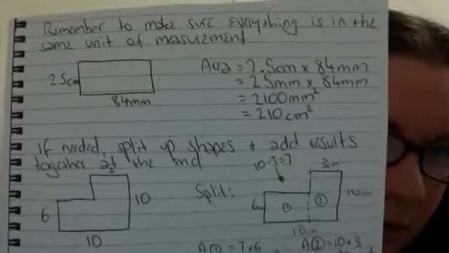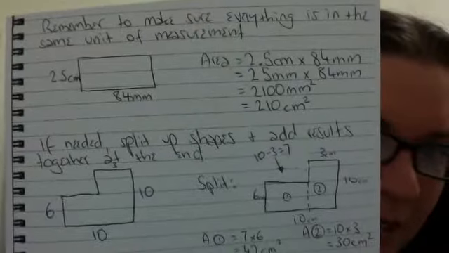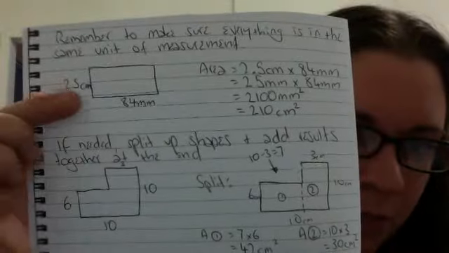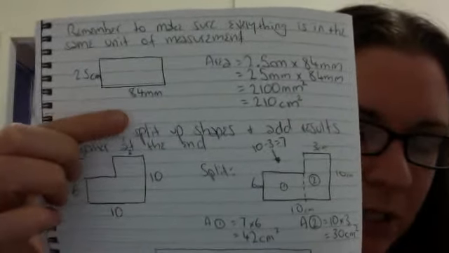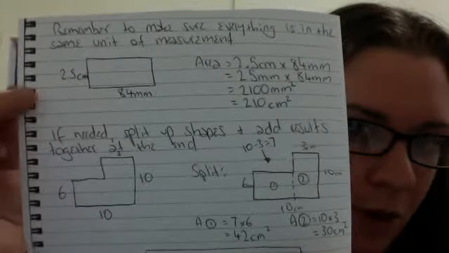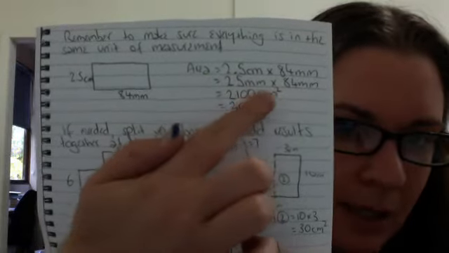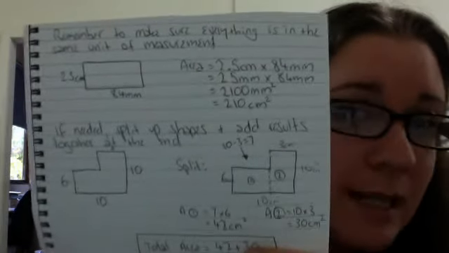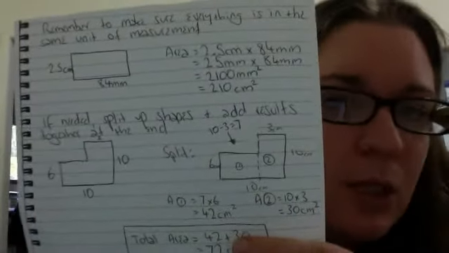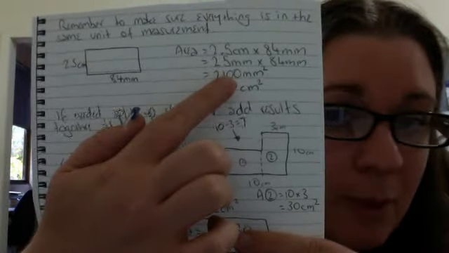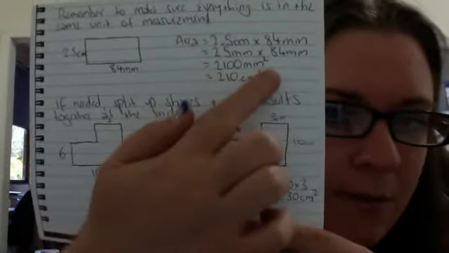Sometimes you might have composite figures. Let's look at the top one first. Remember to make sure everything is in the same unit of measurement. So we've got 2.5 centimeters and 84 millimeters. They're different, so we need to change them into the same thing first. Let's change them both to millimeters. It's always easiest to change them both into the smallest measurement, because that way you get rid of the decimals. So we've got 25 millimeters, because remember there's 10 millimeters in 1 centimeter, times 84 millimeters.